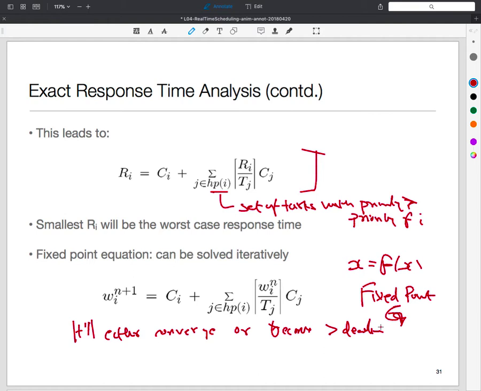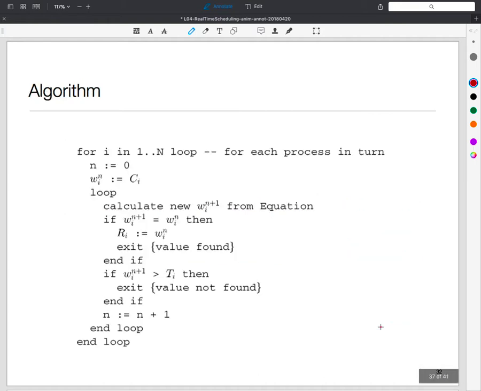And all of this we can encode into nice pseudocode, which is what I'm doing. So I initialize a value and then loop through it. It's literally this thing, but what you would see out here is two cases. If it is greater than the deadline, then that means scheduling fails. And if it has converged, so this is convergence, and this means greater than deadline.